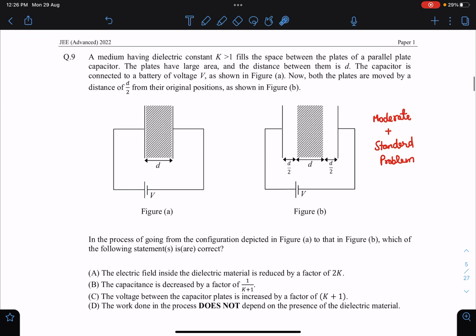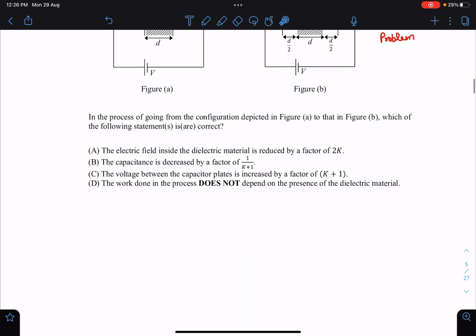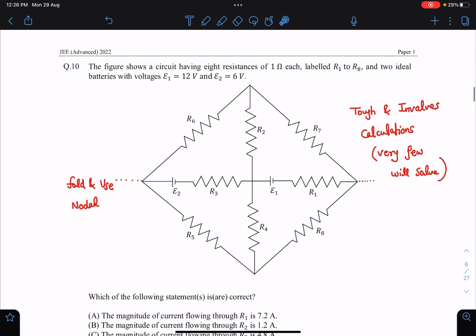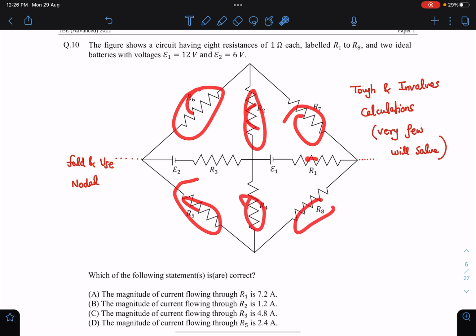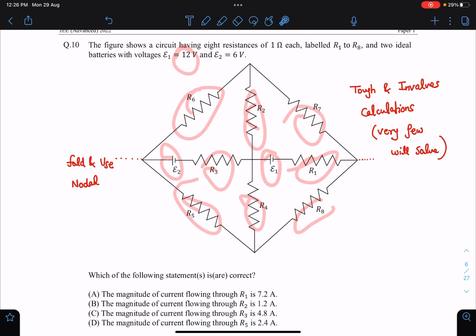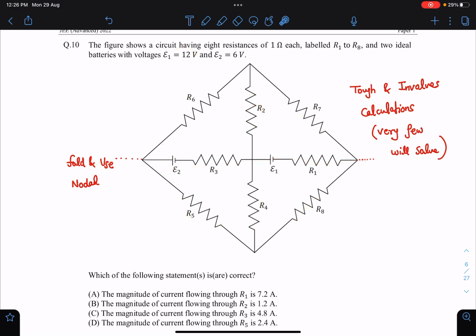So this question is a very standard problem from electrostatics. I think the majority of the students would have figured it out easily. And this question, yes, if you catch the symmetry part here, because all these resistances are given as 1, 1, 1, which makes this problem slightly easy. This is 12 and this 6, so we can fold about this, and after that we can apply nodal analysis, which can help you in reducing the circuit.